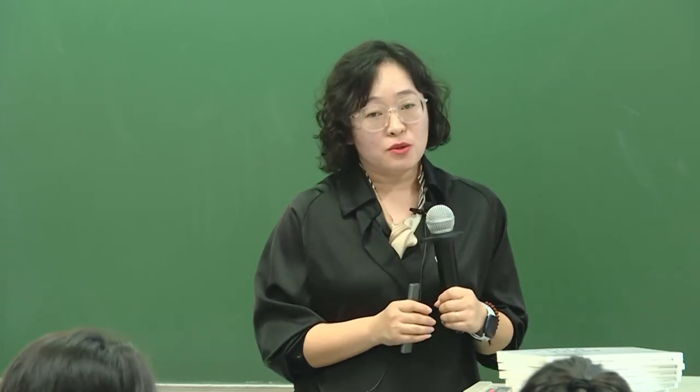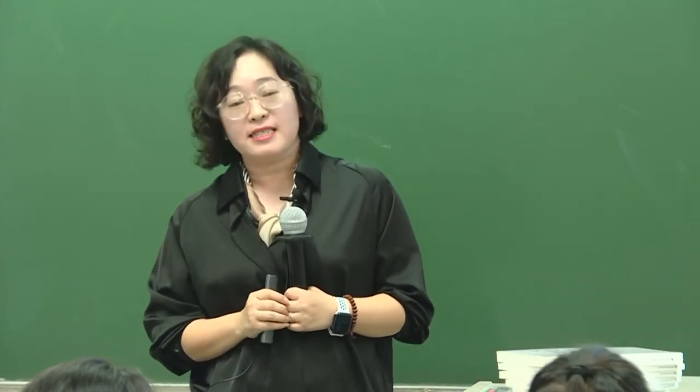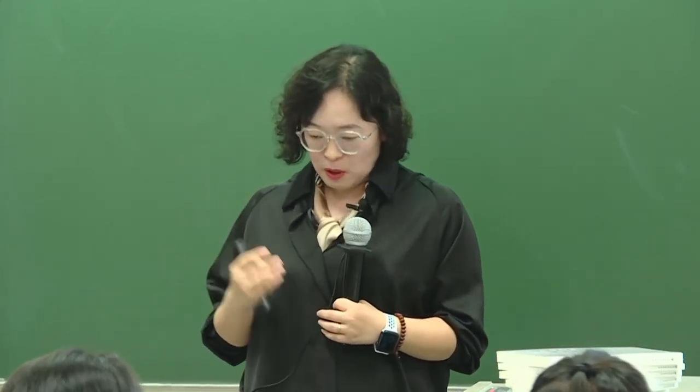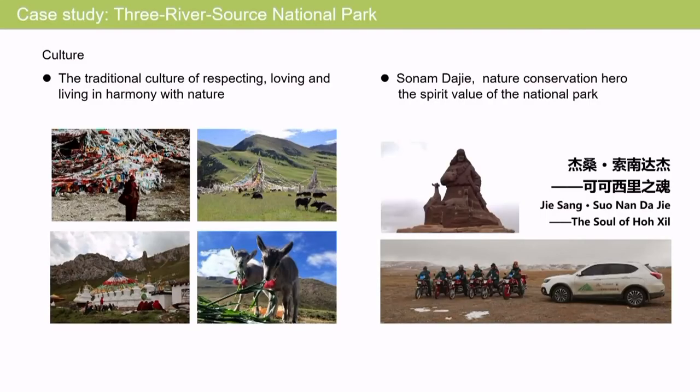The second is Sonam Dargye, the person who died fighting poachers in the 1990s to protect the wildlife in Kekexili. So he is a local nature conservation hero. The people in Qinghai, in Sanjiangyuan, call him the soul of Kekexili. I think he is also the soul of Sanjiangyuan, the soul of our national park.